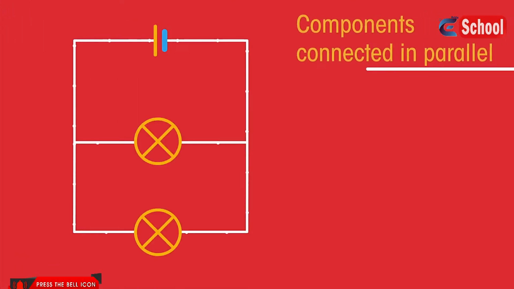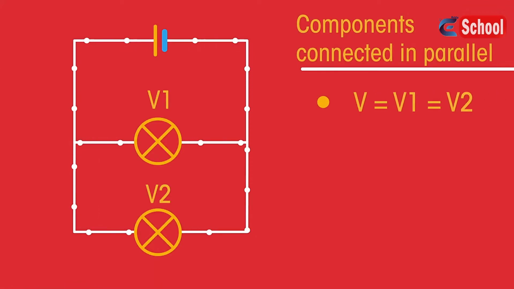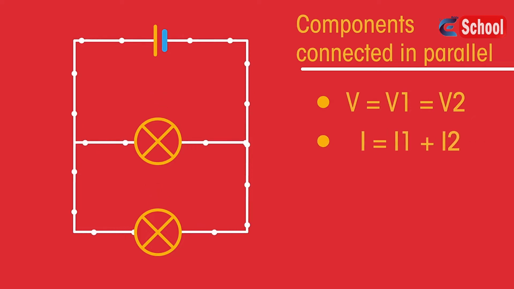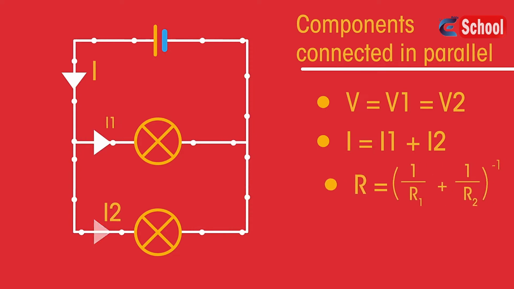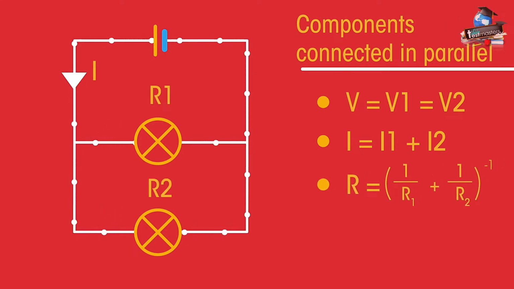For components connected in parallel, the voltage or potential difference across each component is the same. The total current through the whole circuit is the sum of the currents through the separate components, and the total resistance of two resistors is less than the resistance of the smallest individual resistor.